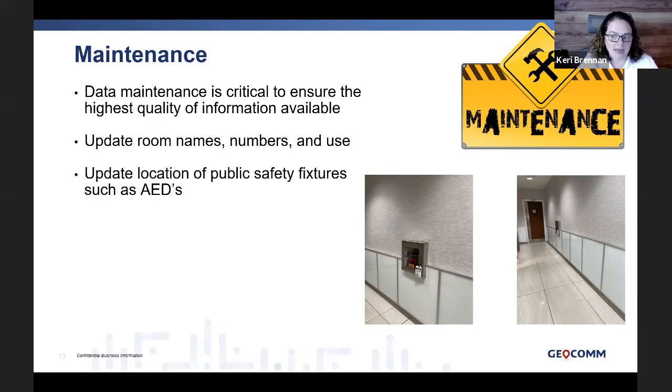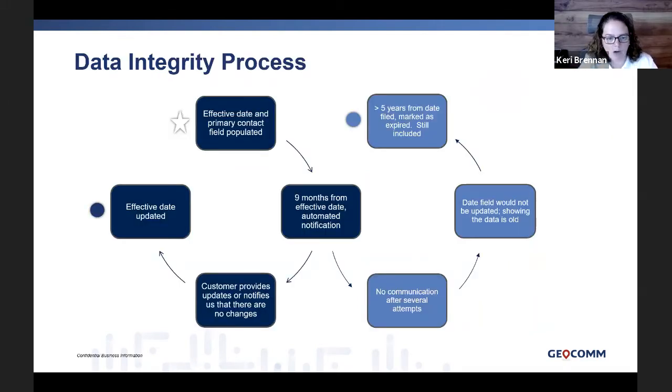Updating things like room names and numbers, their uses, and the location of public safety features such as AEDs. This happens to be a picture of an AED along a long corridor. But 6 months from now, this area could get renovated and that AED may end up on the opposite side of this large room. Being able to continuously update that also plays into what we refer to as our data integrity policy, and putting into the hands of the GIS people who are being charged with maintaining this data the tools and the knowledge to update this information.